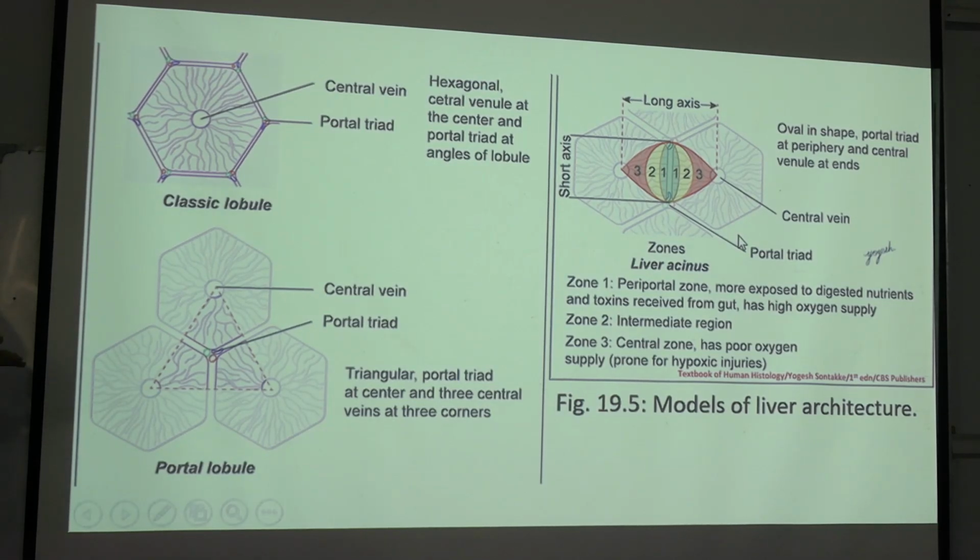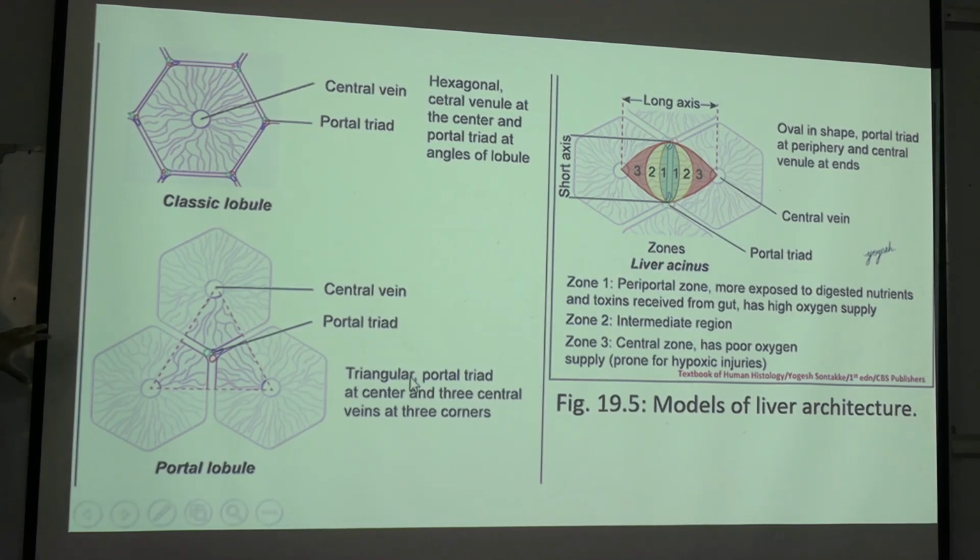In pathology, they will be talking about these particular orientations. They will be dealing with the diseases. When they deal with the diseases, they are going to talk about the classical lobules, the portal lobules, and the hepatic acini. And then they will be starting from here and building these things. So I am just introducing this part.